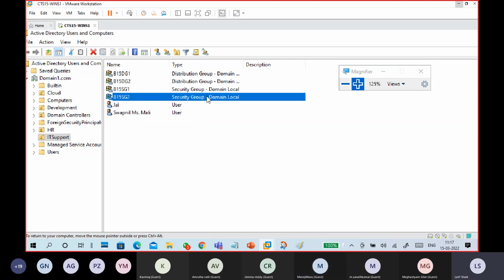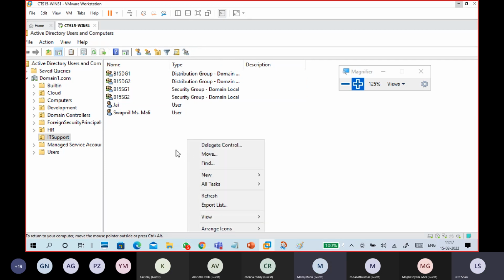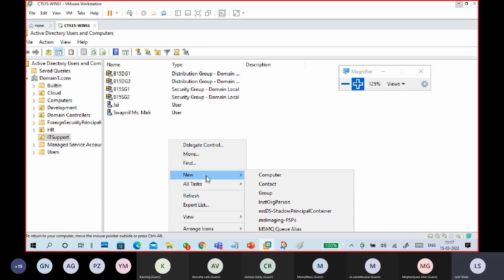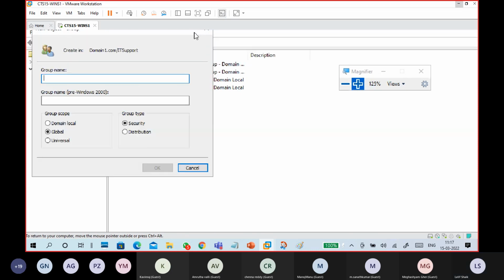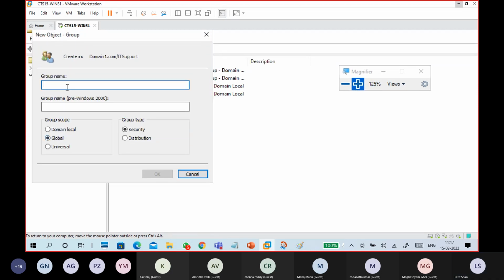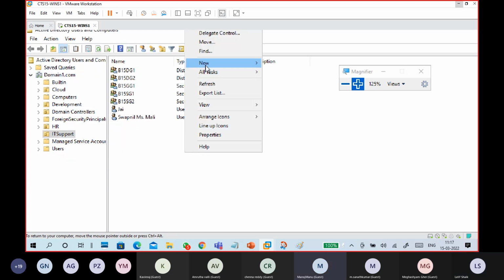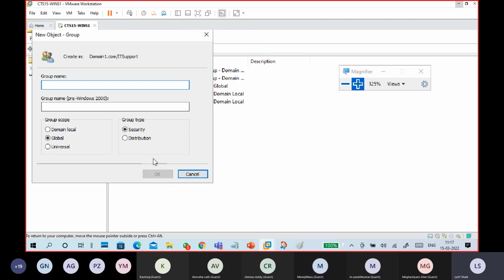So what are domain local group and global group? Practically we can't show you that, but we can create different groups. No problem. So I'm going to create a global group, B15 GG1, security global group. I'm creating another group, B15 UG1, a universal group.